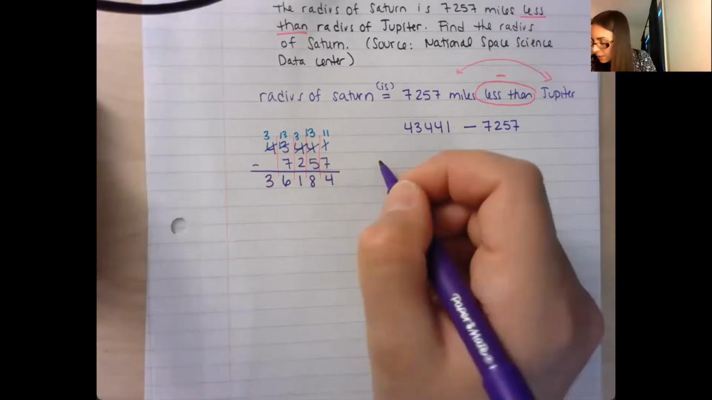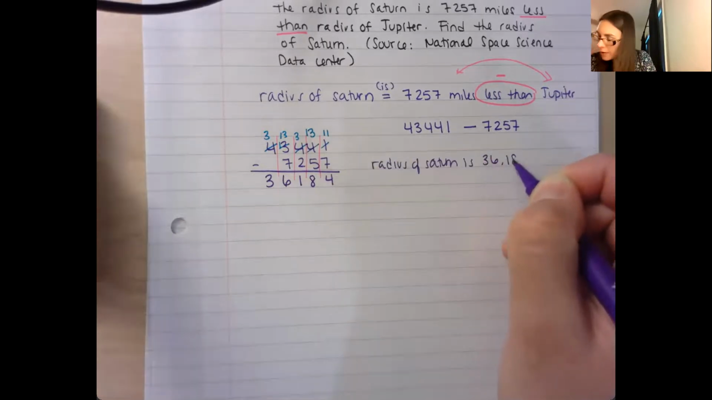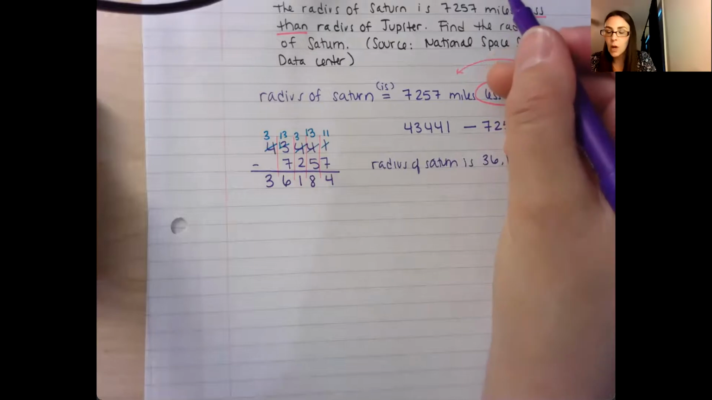So the radius of Saturn is 36,184. And think about your units. Our units up here were miles.